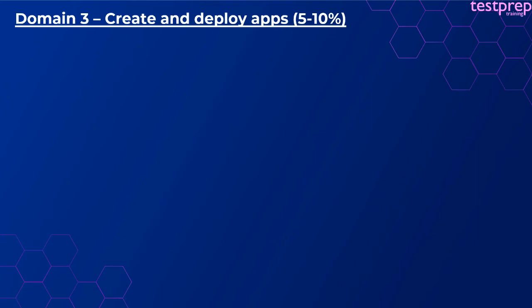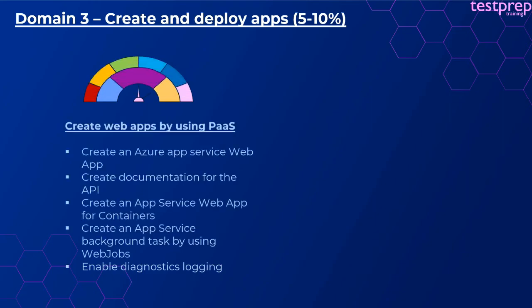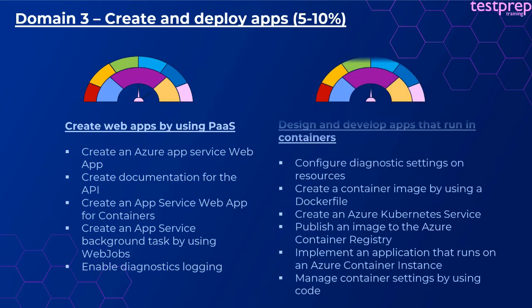Domain 3, create and deploy apps, which comprises of 5 to 10% weightage in exam. It can be explained in 2 parts. First, create web apps by using PaaS. It is divided into 5 parts. 1. Create an Azure App Service web app. 2. Create documentation for the API. 3. Create an app service web app for containers. 4. Create an app service background task by using web jobs. 5. Enable diagnostics logging.